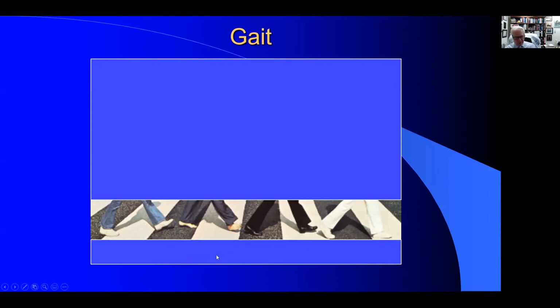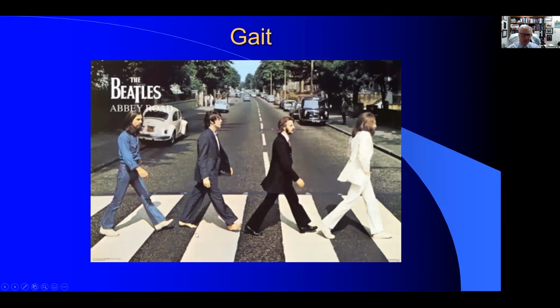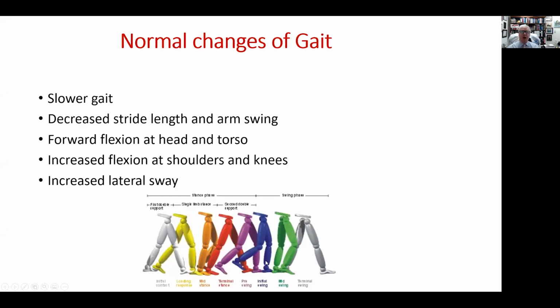You may recognize this as the cover from the Abbey Road Beatles album. They didn't mention it, but this is a dramatic depiction of the Gait Cycle from heel strike to flat foot to toe off. Normal changes of gait in the aging individual: it slows down.